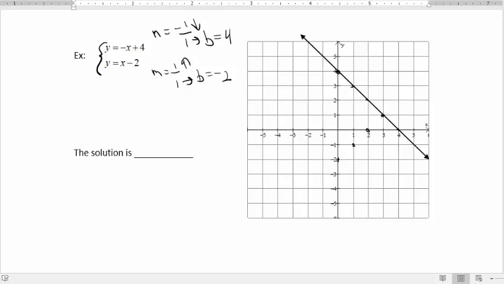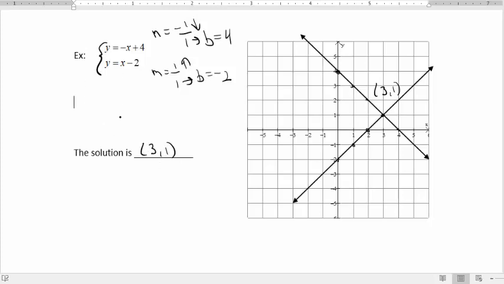But I should draw the line in, and when I do, I can see that they cross at that point right there. And what is that point? It's the point (3, 1). So that's my solution.